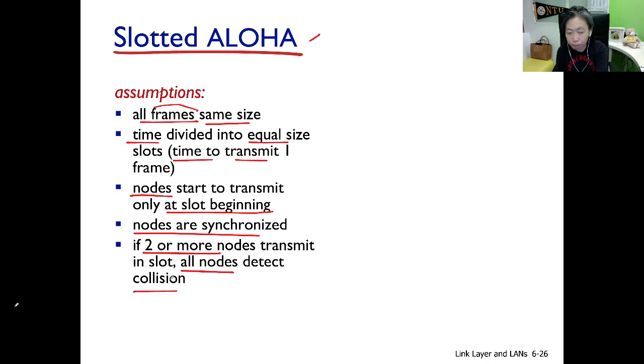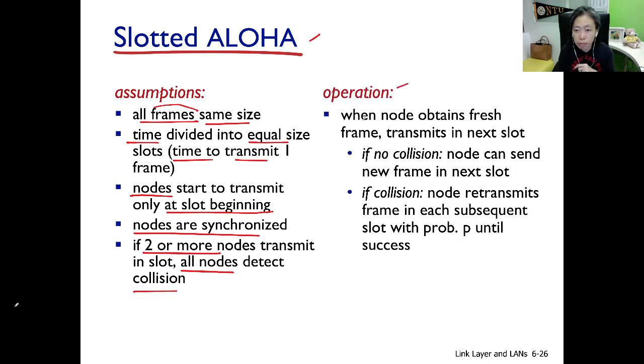All right. Now, during operation, when a node receives a fresh data frame from above, it would then wait until the beginning of the next slot and then transmit. So, as defined here, a node does not send a frame in the middle of a slot.